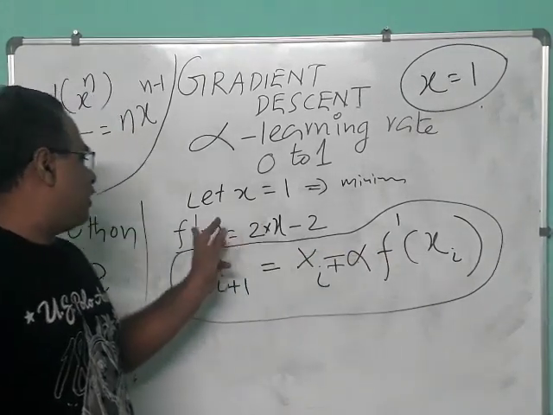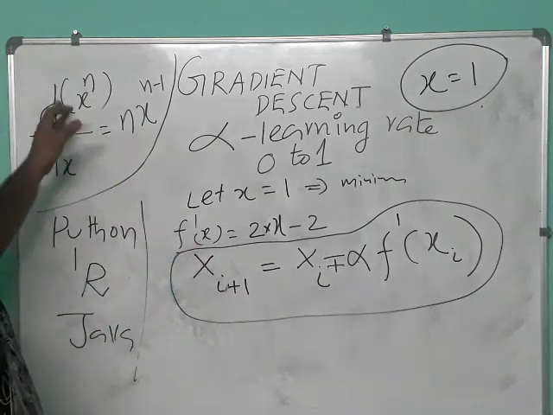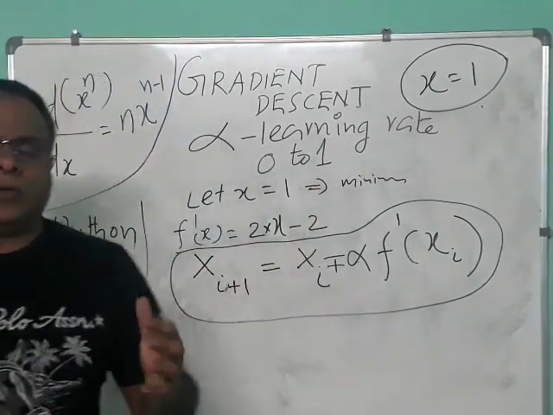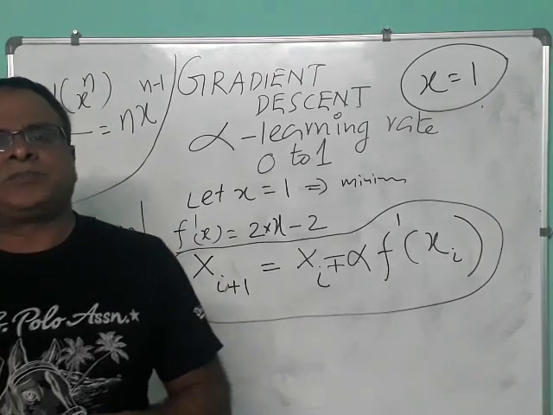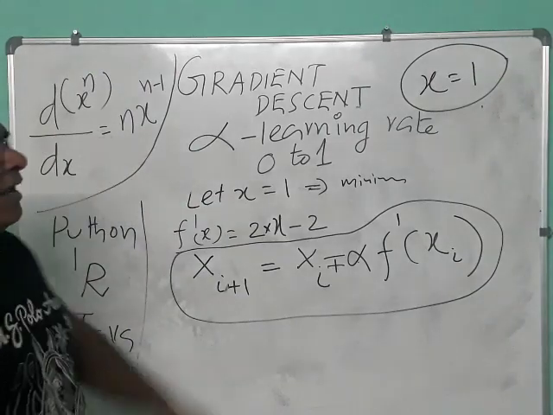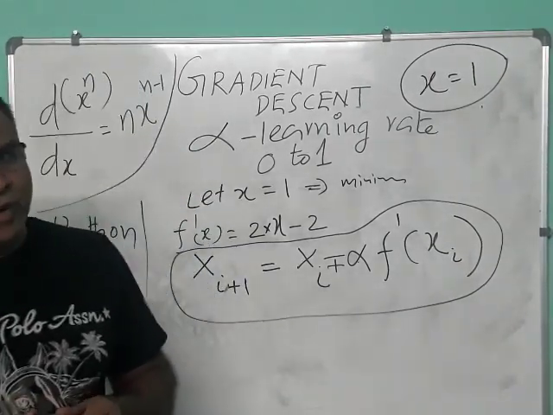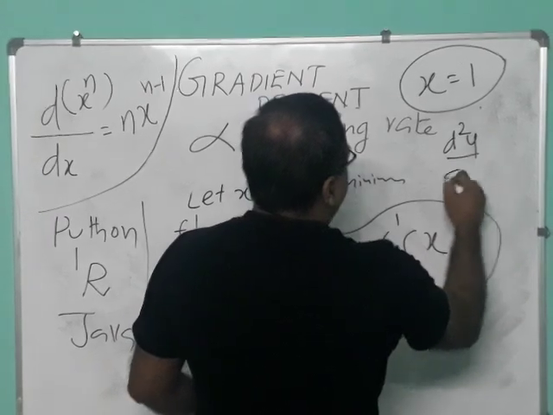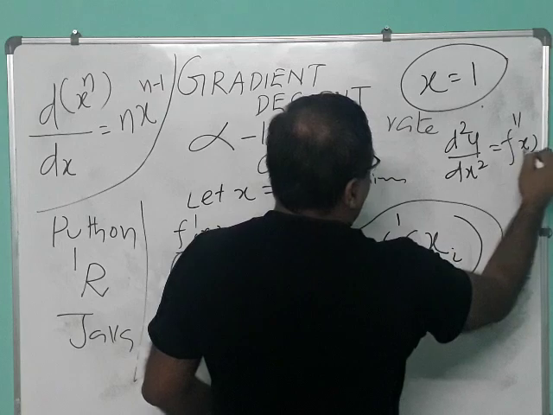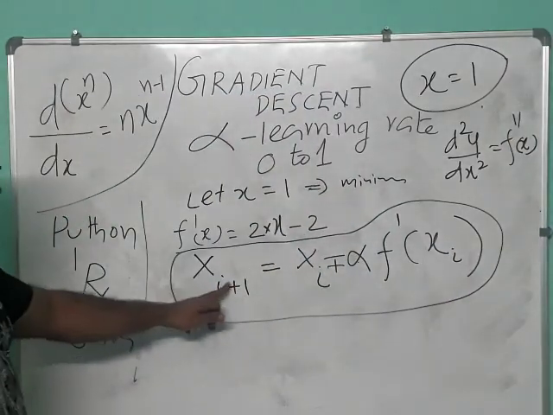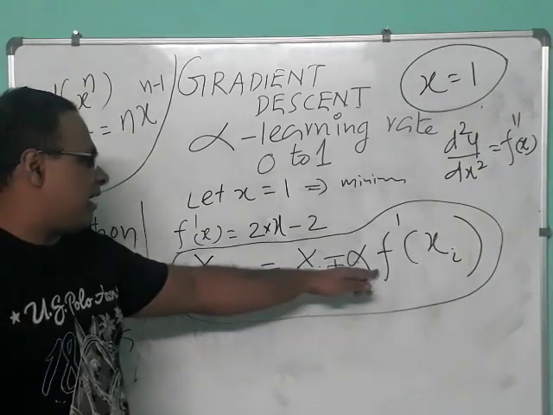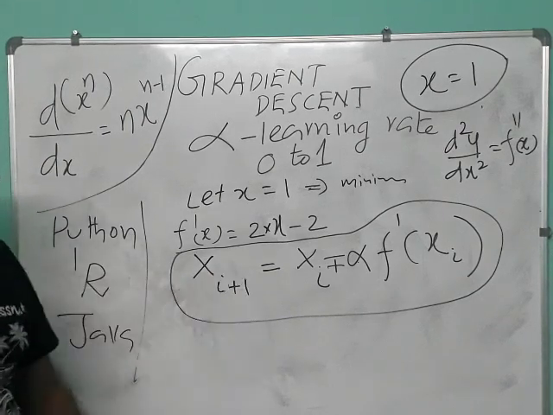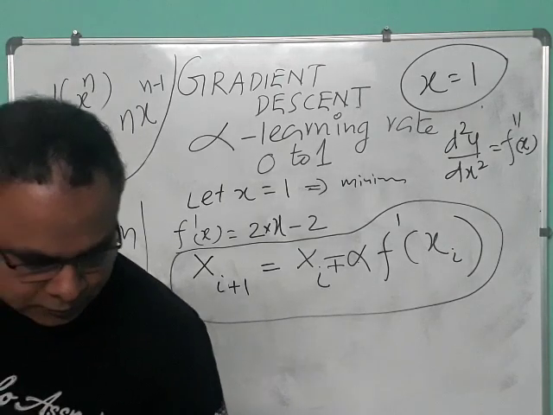The derivative of the function, you call it f dash x. Another notation is dy by dx. dy by dx and f dash x are the same. For those who do not have an idea about mathematics, you need to understand that the first derivative f dash x and dy by dx are the same. The second derivative we call d square y by dx square, or f double dash x. Both are the same. See, this is the equation: x i plus 1 is equal to xi minus alpha into f dash xi. This is the equation for gradient descent. This equation only we need to implement in a program.